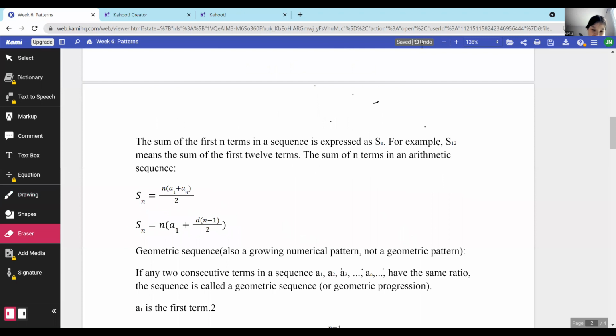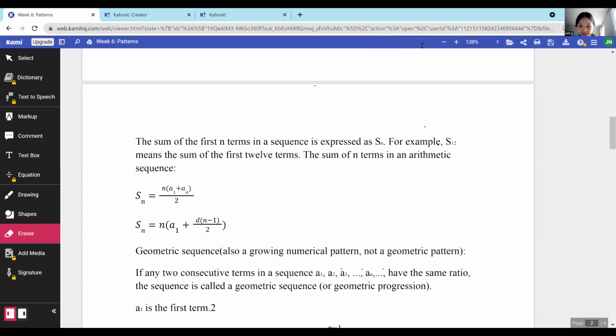The sum of the first n terms in the sequence is expressed as S_n. For example, S_12 means the sum of the first 12 terms. And the sum of the first n terms in a sequence is also known as a series, which you'll often hear: arithmetic series and geometric series, those vocabulary.